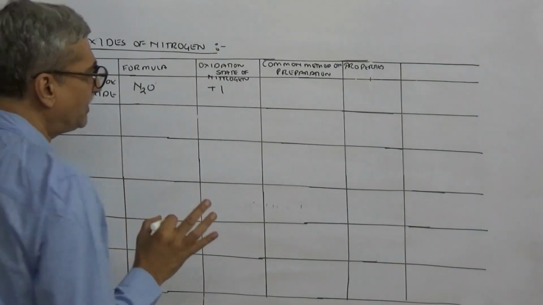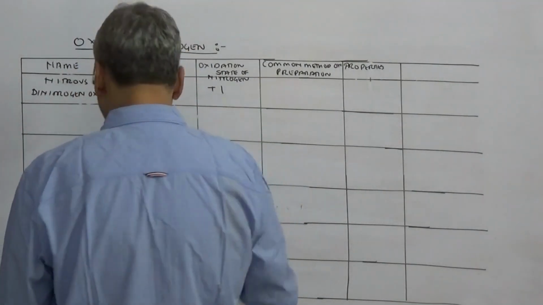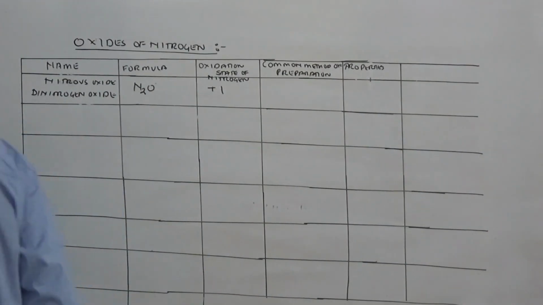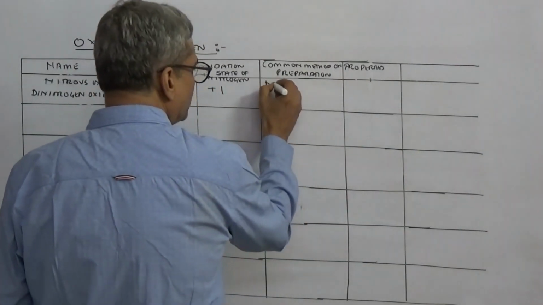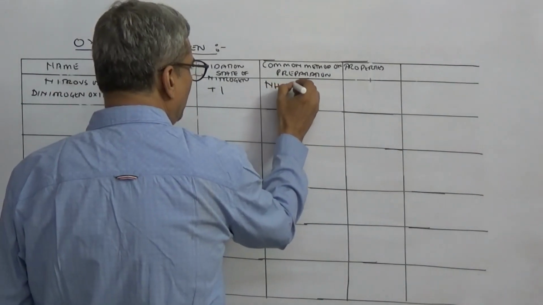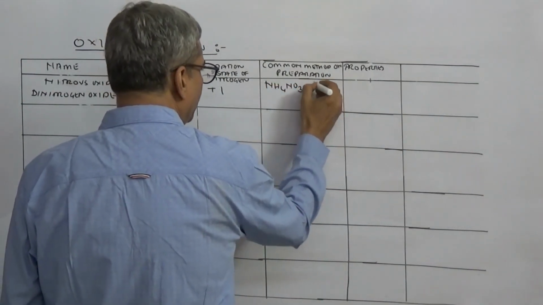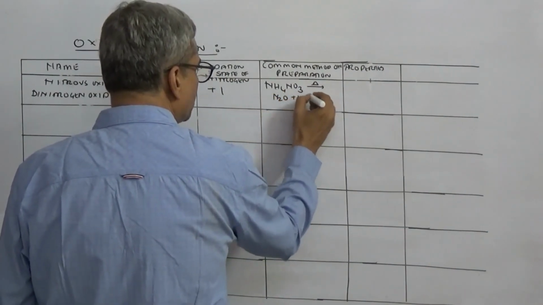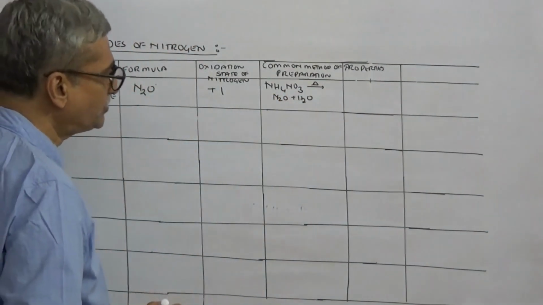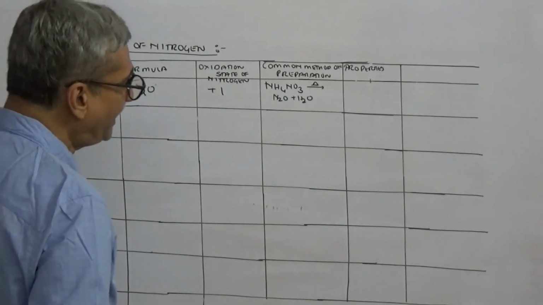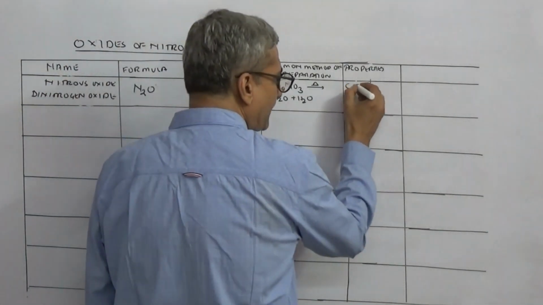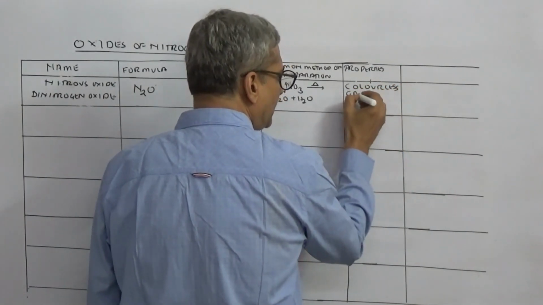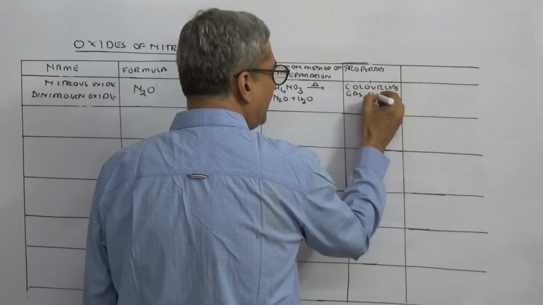The simplest commercial method of preparation is what? We take ammonium nitrate and just heat it. So by slow heating of ammonium nitrate, you get N2O plus H2O. When you talk of nitrous oxide, it is a colorless gas with a sweet smell.